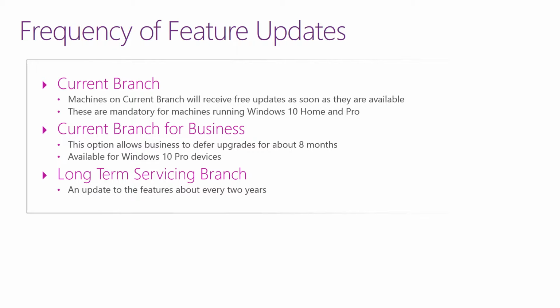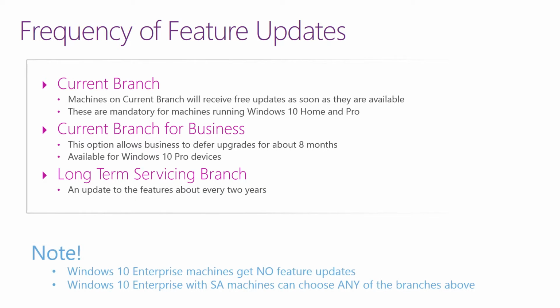Now, you can see that I haven't mentioned Windows 10 Enterprise at all so far, and obviously we do need to look at that. Now, remember that with Windows 10 Enterprise, you can either buy it just as a license, or you can buy it as a license with a software assurance. And let me reveal how it works with the branches.